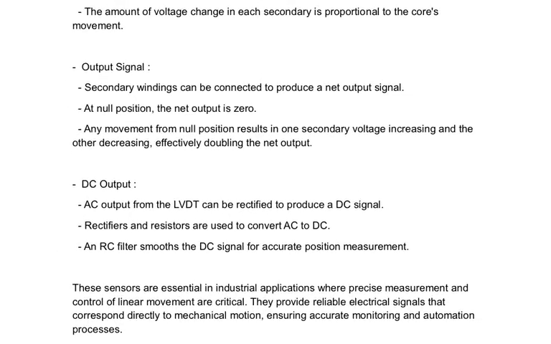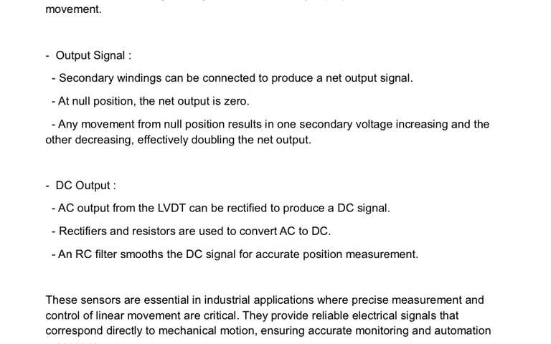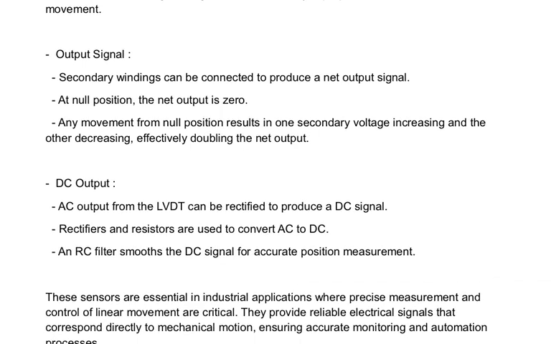Let us look into the output signal and DC output. So we have an output signal here again. The secondary winding can be connected to produce a net output signal. At the null position, the net output is 0. Any movement from the null position results in one secondary voltage increasing and the other decreasing, effectively doubling the net output.